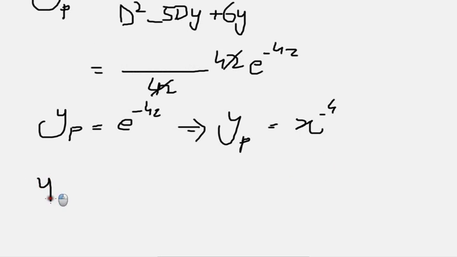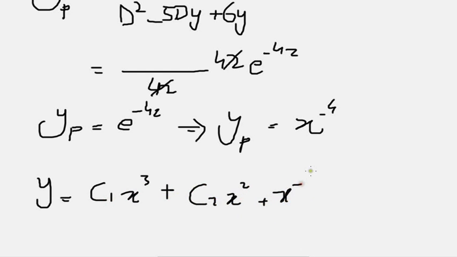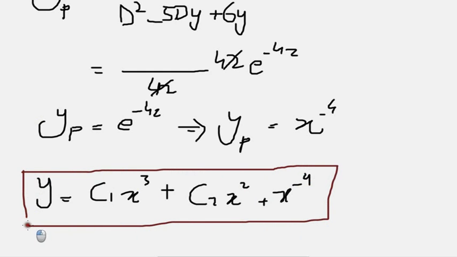So our general solution of this equation would be c1 into x cube plus c2 into x square plus x to the power -4. So this will be our general solution of this equation.